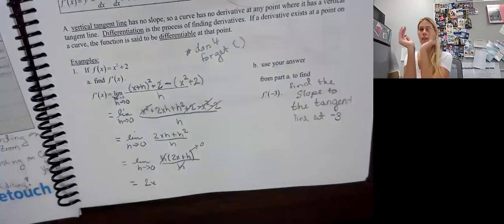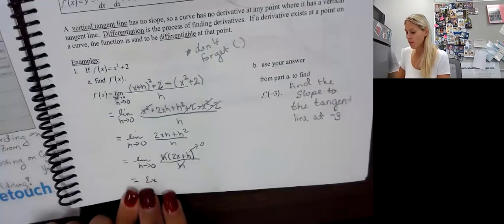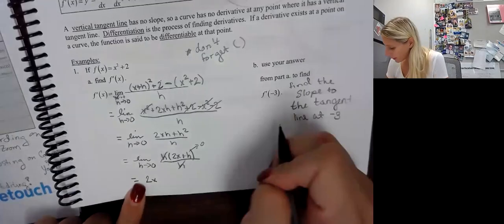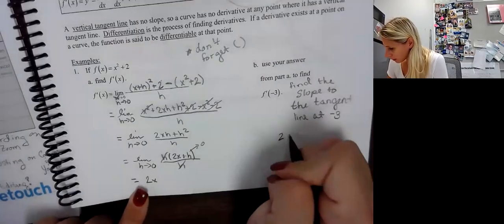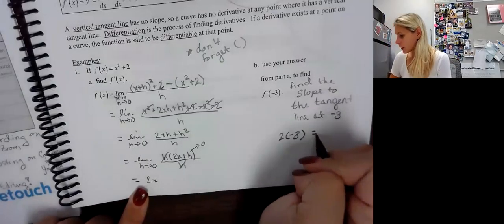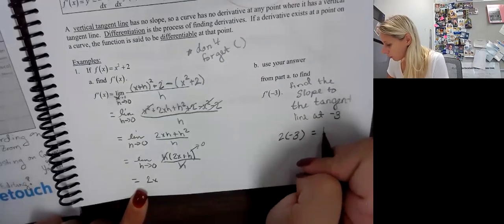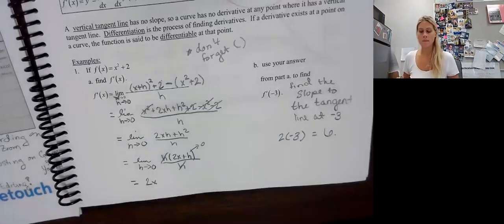So when we have this curve, that parabola at -3, at x is -3, we're going to be able to find the slope of that tangent line. Now, because we found the derivative, all we have to now do is plug in -3 and solve. So the slope of the tangent line at -3 is going to be 6.